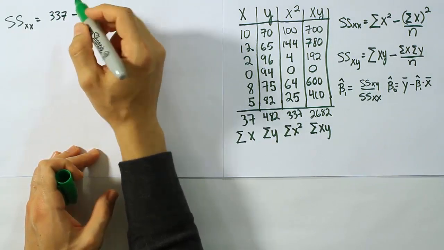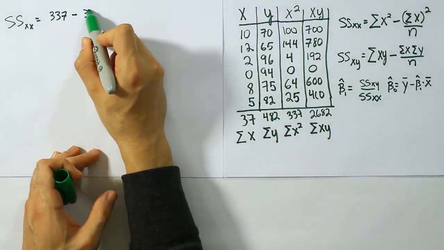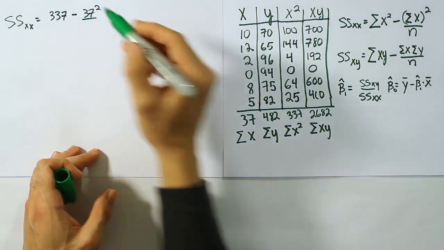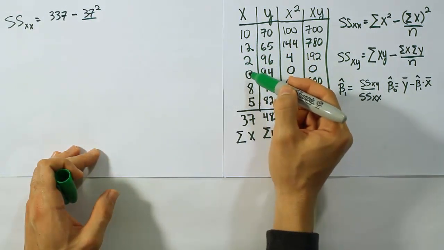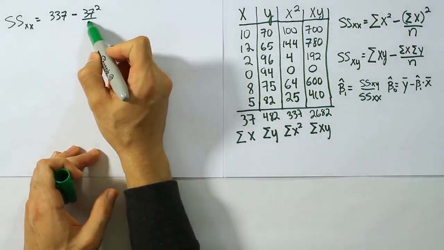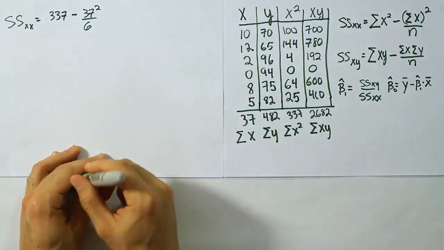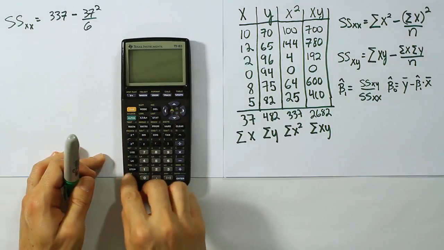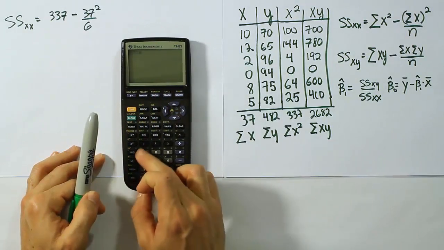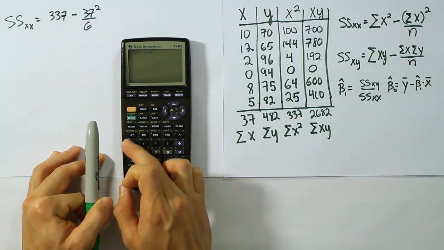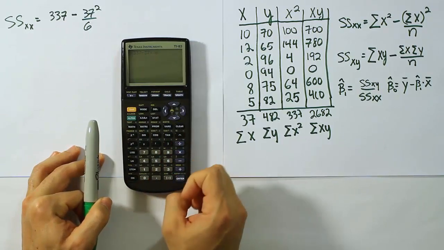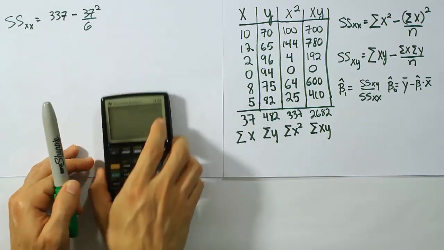Minus the summation of x. That's 37. Squared over n. There are 1, 2, 3, 4, 5, 6 different values, right? 6 different values there. Okay, let's work that out and see what we come up with. So 337 minus 37 squared divided by 6. You get the answer 108.83.